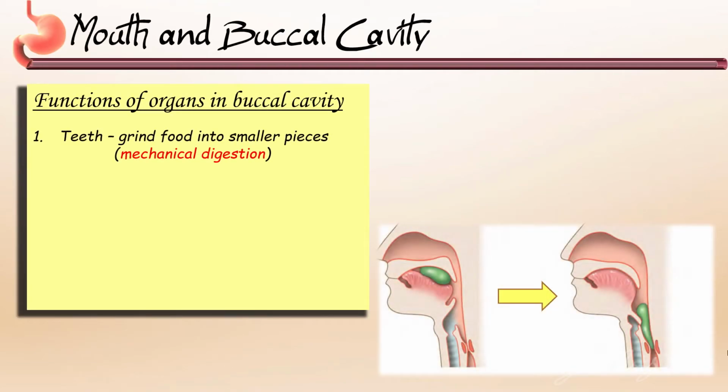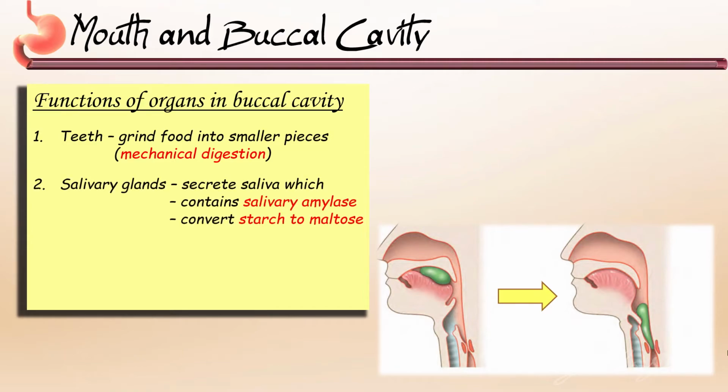So inside our mouth, our teeth will grind the food into smaller pieces. This is a form of mechanical digestion. Our salivary gland will secrete saliva, and inside our saliva, it contains salivary amylase, and this amylase will convert starch into the disaccharide we have learned before called maltose. Our tongue will roll the food into a bolus for us to swallow.